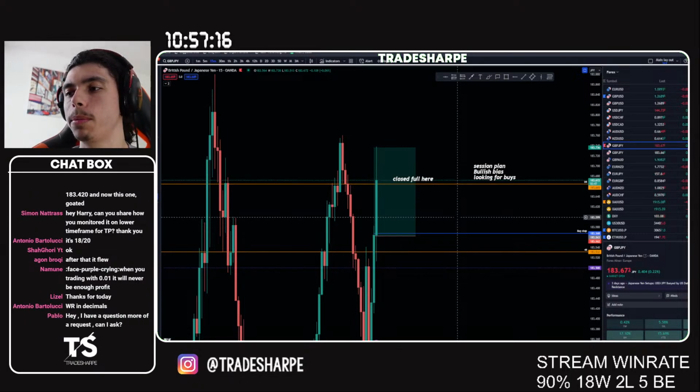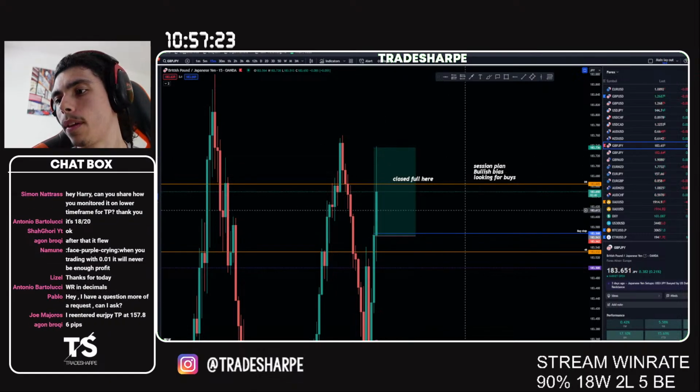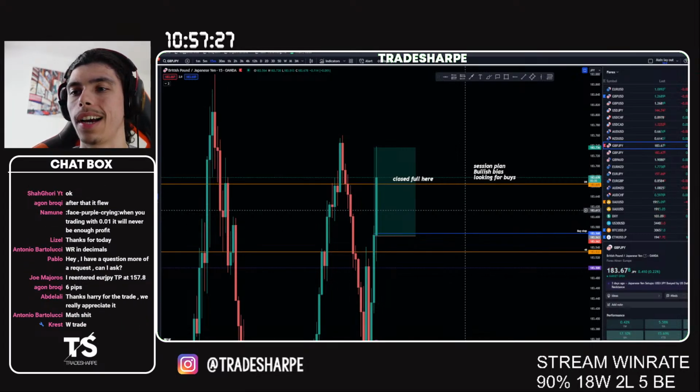Close at 9.6 pips? I closed at 11 point something. Look at that target. So the target was super accurate. Win rate in decibels? Nah.